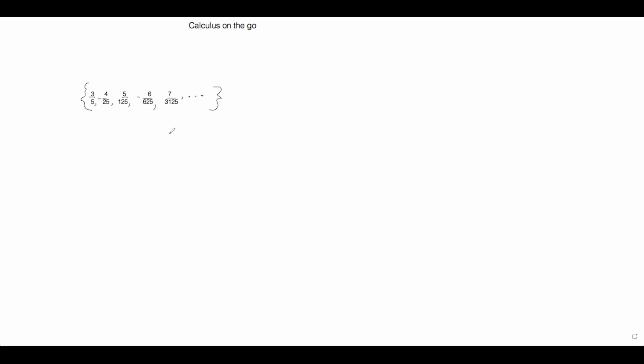So let's see if we can create a rule that would give us a particular term on a particular value of n. So we're going to identify something called an index. So this is the first term, second term, third term, fourth term, fifth term. So this 1, 2, 3, 4, and 5, these numbers are indices. 1 is an index, 2 is an index. All of these numbers are particular indices.